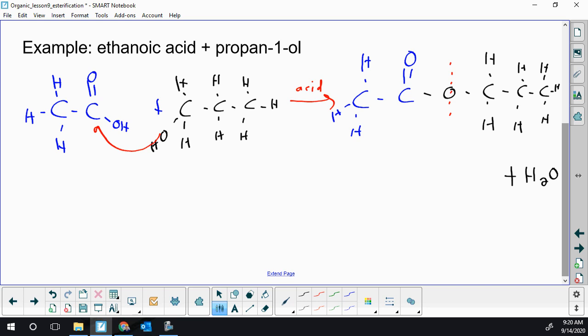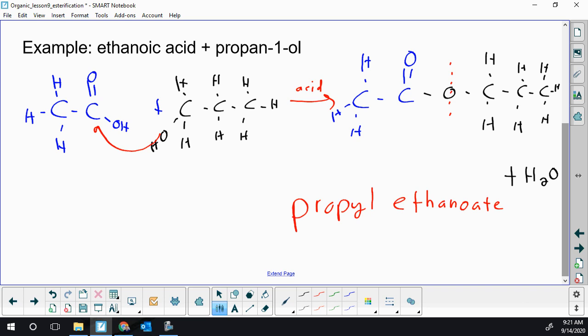That's a 3 carbon alcohol piece, so we use the alkyl name. So that's propyl. But now we've got to name the acid piece. So that's 2 carbons. So we use the alkane name without the final E and add oate.